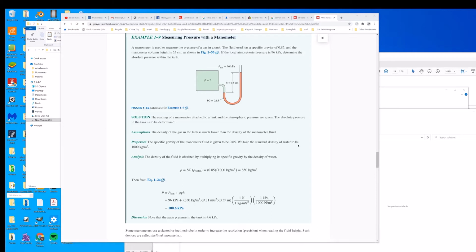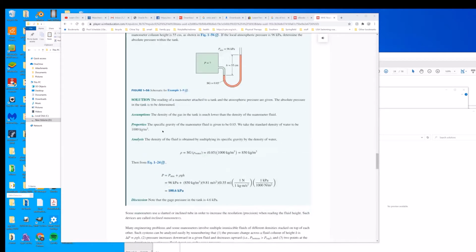Okay. So first thing is we're looking for the pressure in the tank here. And we're given some quantities: we have the height and the specific gravity. So we're not given specific weight, but we can get to that from the specific gravity, right?